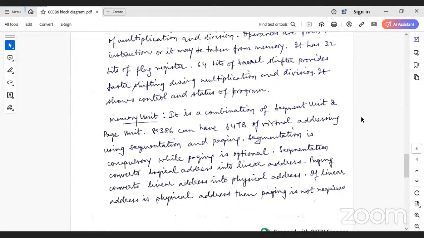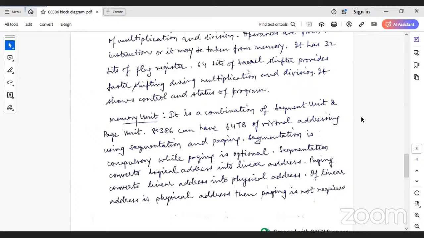So in the memory unit, you have to talk about the segment unit and the page unit. It is a combination of the segment unit and the page unit, although we have put them in different blocks there. This memory unit itself is a combination of these two blocks.